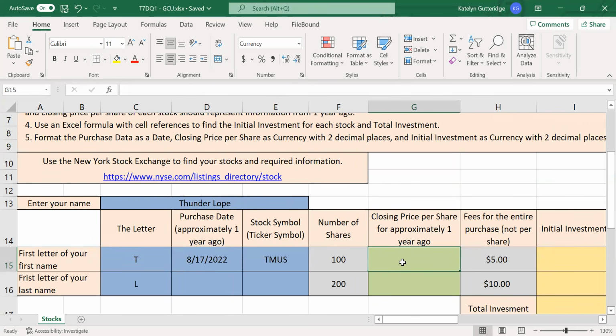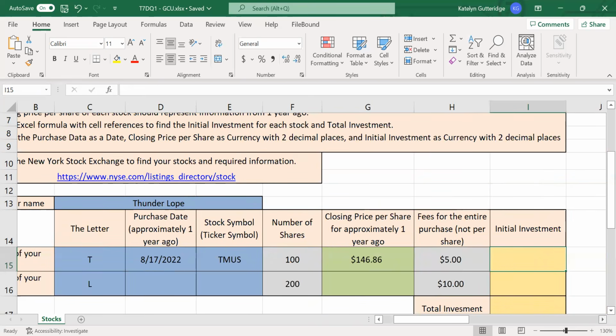So my price approximately 1 year ago, the closing price for my T-Mobile was $146.86. So I'm going to type that in as my closing price per share for approximately 1 year ago. And then I'm going to calculate my initial investment.